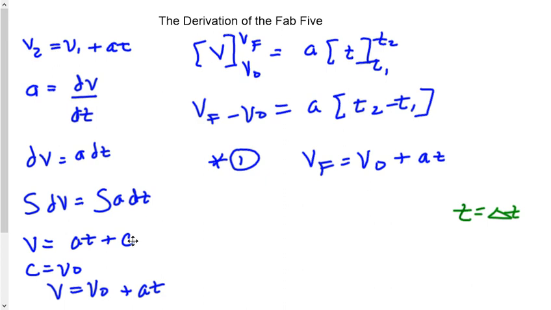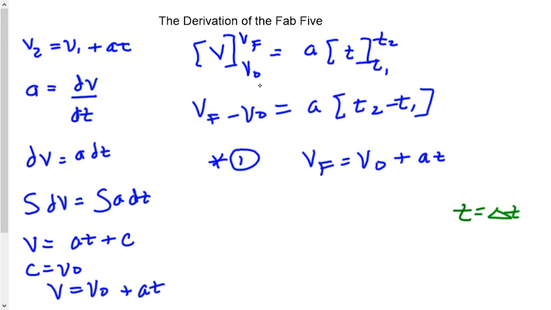Well, we figure out the constant of integration by putting in 0 for time. We find out that v is equal to c. And that's a special v, that means the beginning velocity. So our constant of integration, c, is equal to v naught. So our equation then is v equals v naught plus at.